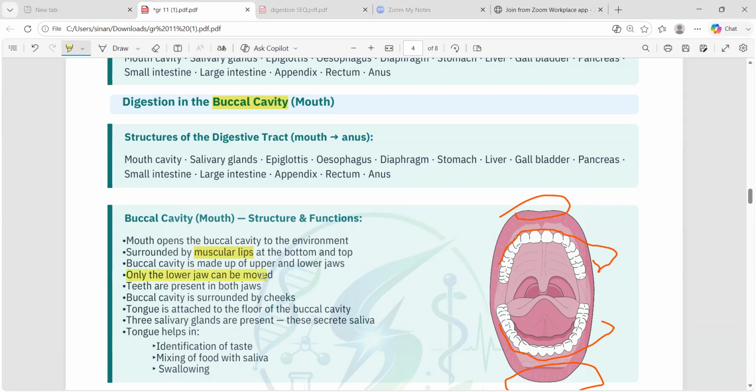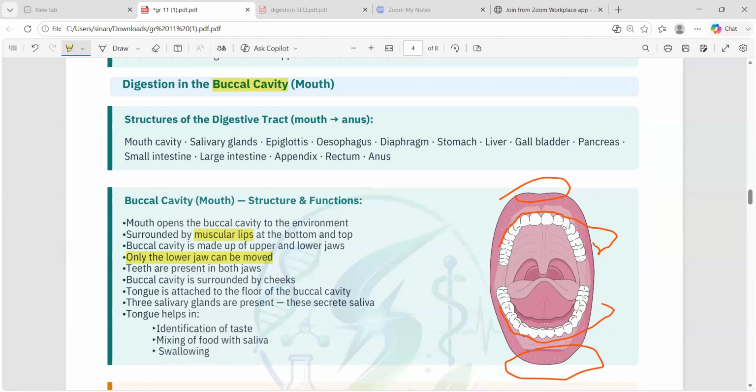But teeth are present on what? Teeth can be present on both jaws. See here, both the jaws have what? Teeth. But only the lower jaw can be moved. The upper jaw cannot be moved. And we have the buccal cavity, which is also surrounded by the cheeks.